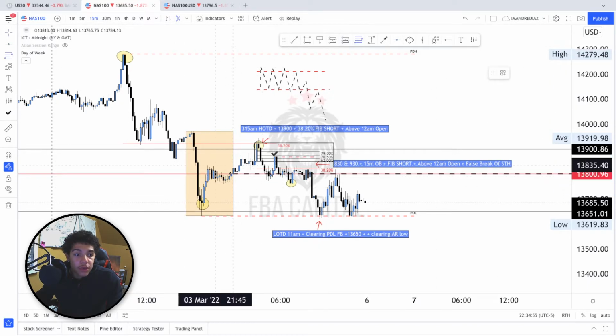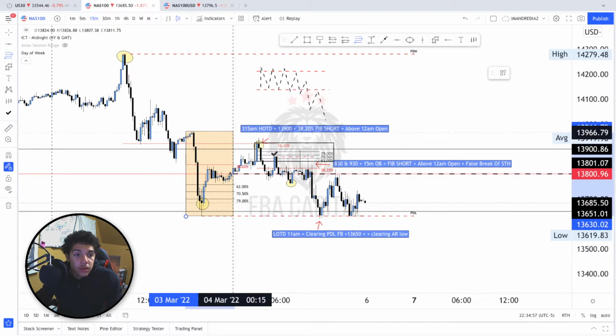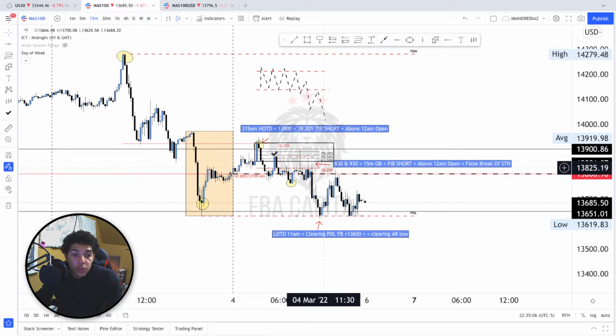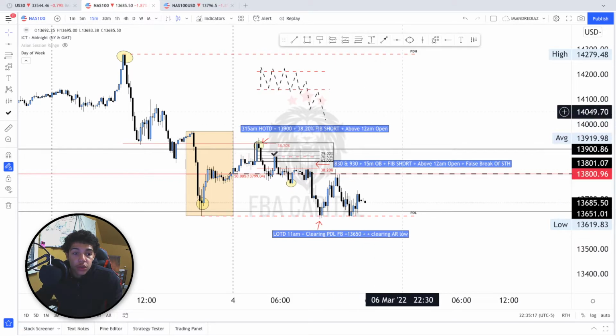So we also have that 50% of the Asian session range right in there also. So we have the 50% of the Asian session range, which is in alignment with 13,800, which is also in alignment with the 38.20% level, and which is also in alignment with the 12 a.m. open. So there's a lot of consolidation in this level because there's a lot of orders being put in. But as you can see from this level is where we got the majority of the expansions away from price.